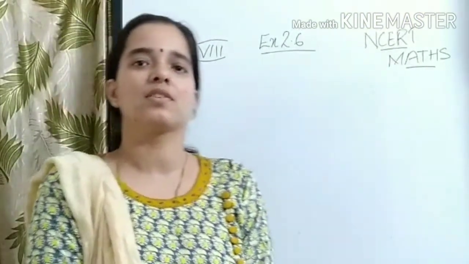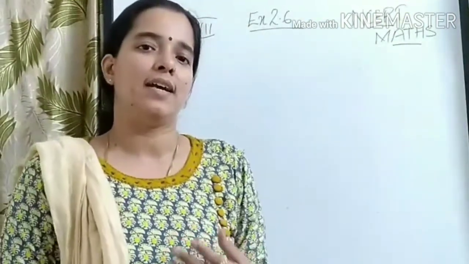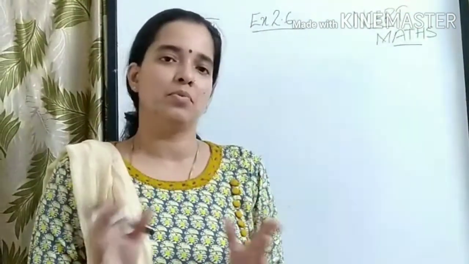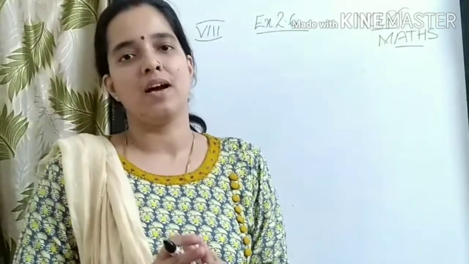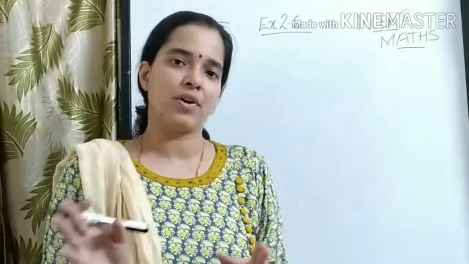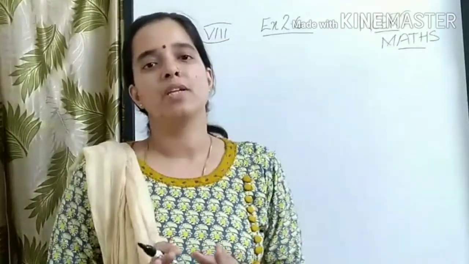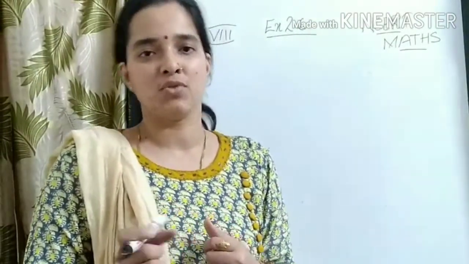Today I am going to discuss exercise 2.6. The questions are basically of that type where we have one term on both sides of the equal sign, and as I told you in my previous class, whenever you have one single term on both sides of equal to, you have to do the cross multiplication of them. So now I will take some of the questions from that exercise which will help you out.